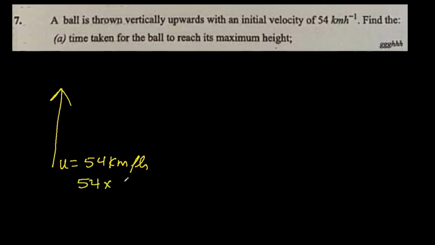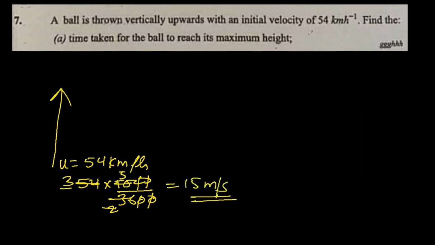54 times 1000 divided by 3600. So 18 times 2 is 36. 18 times 3, 2 and 5. So 3 times 5 is 15 meters per second. This is what we will use.